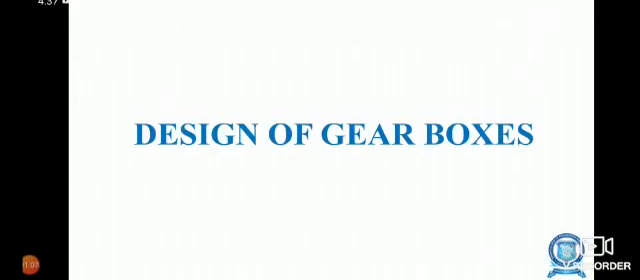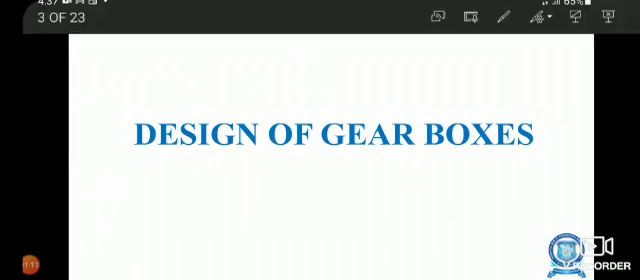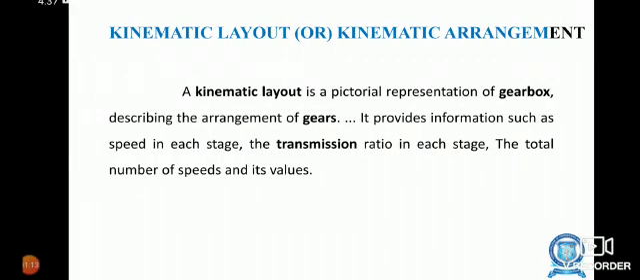Design of gearbox. Kinematic layout. A kinematic layout is a vectoral representation of gearbox describing the arrangement of gears. It provides information such as speed in each stage, the transmission ratio in each stage, the total number of speeds and its values.